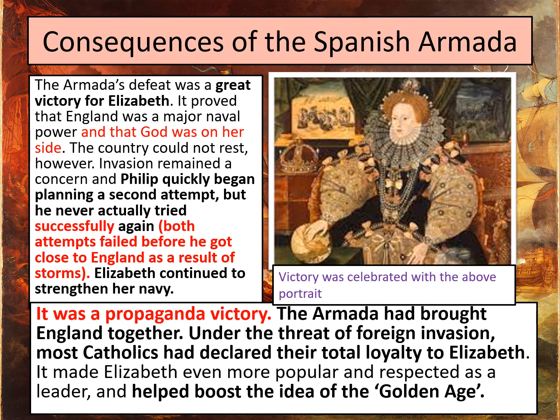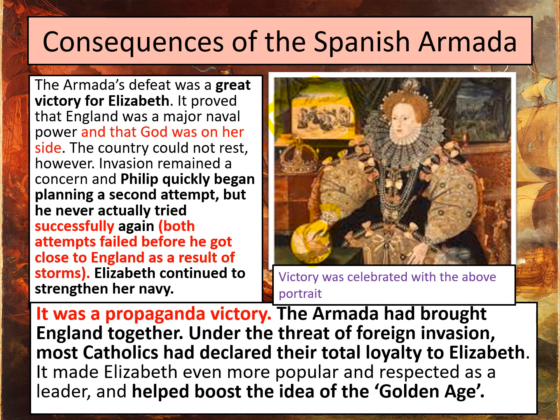As it says there on the screen, it was a huge propaganda victory. And so victory is celebrated with a number of portraits. You can see this one here, where you've got the Armada in the background, showing her being the person that is kind of really taking over the world and is incredibly important, and she's faced down Philip.